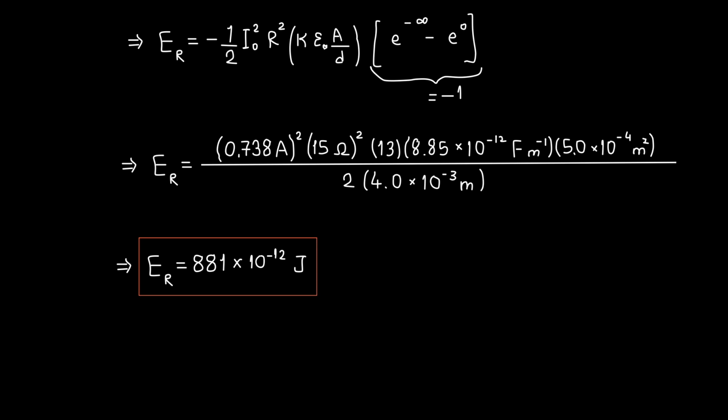Now, if we add the energy dissipated at the resistor plus the energy stored in the capacitor, that should add up to the energy delivered by the battery up to 2 significant figures.